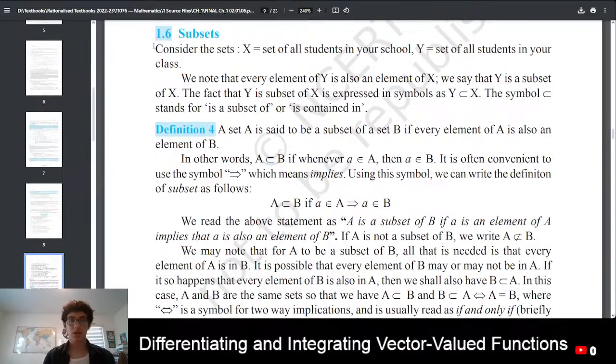Oh, sorry, over here. Consider the sets X equals set of all students in your school, Y is set of all students in your class. We note that every element of Y is also an element of X, so we say that Y is a subset of X. The fact that Y is a subset of X is expressed in symbols as Y, and then you've got like this long weird fat C. So Y is a subset of X. The symbol stands for is a subset of or is contained in.